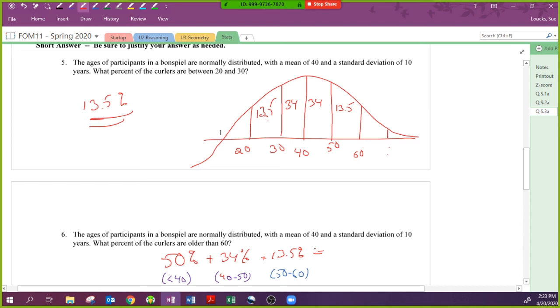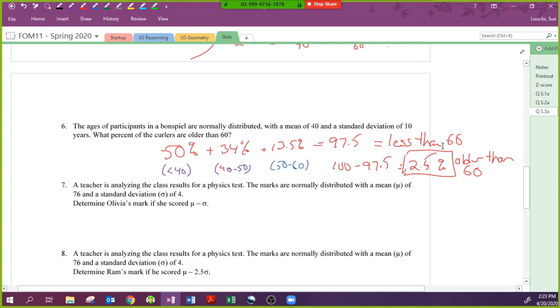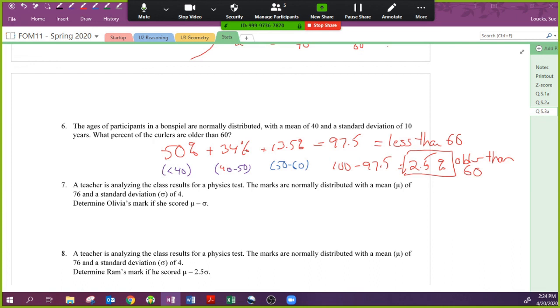And that's actually what's less than 60, that's going to get me 97.5. So 100 minus 97.5 is 2.5%. And that's my answer. 2.5% are greater than 60. Okay, any questions on that? I don't see any questions, so no questions so far.